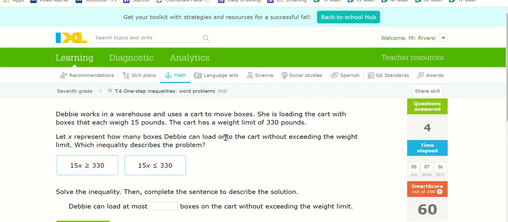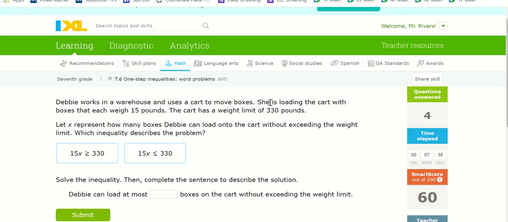Debbie works in a warehouse and uses a cart to move boxes. She is loading the cart with boxes that each weigh 15 pounds. The cart has a weight limit of 330 pounds. So a weight limit. Could she load exactly 330 on there? She could, right? That's the limit. That's okay. 330 is okay. 331, is that okay? No, nothing above 330. Is 100 pounds okay? Yes. So it's 330 or below, right?